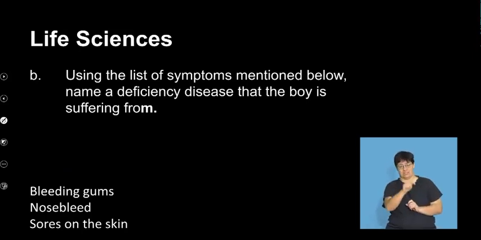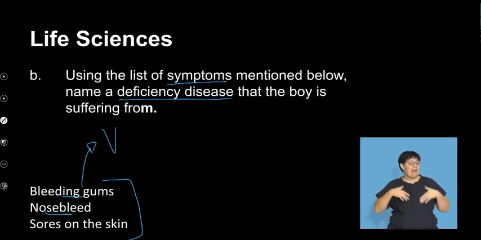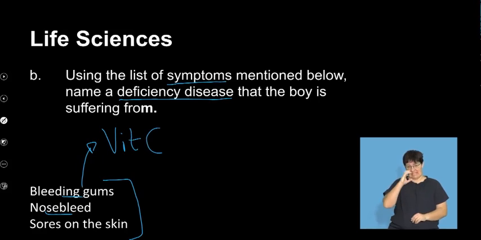Okay, now we had the list of symptoms. He's got bleeding gums, he's got a nosebleed, and he's got sores on the skin. Using the list of symptoms mentioned below, name a deficiency disease that the boy is suffering from. Guys, the nosebleed and the bleeding gums are a big giveaway because that means the blood vessels are not healthy. And what do we need for healthy blood vessels? We need vitamin C. So the chances are he's probably got a bit of scurvy there, where the gums are not so healthy, etc.